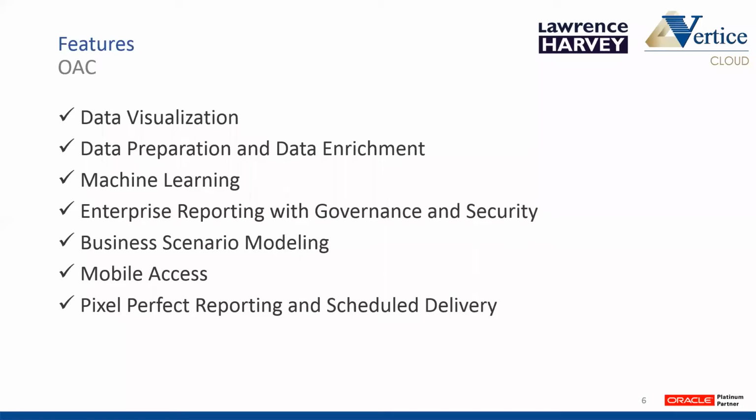Mobile access then, so because OAC is in the cloud, it's just a URL to log into the platform, so it can be accessed anywhere at any time on any device, provided you have good internet access, of course. And the BI Publisher then is the pixel perfect reporting and scheduled delivery. So those of you who are familiar with BI Publisher, where reports can be scheduled to deliver to users in certain formats at particular specified times.